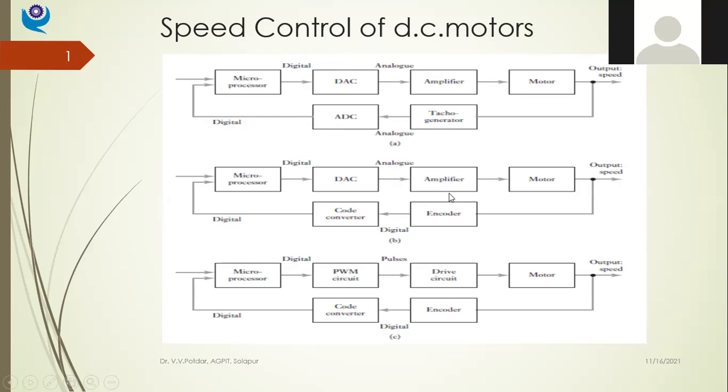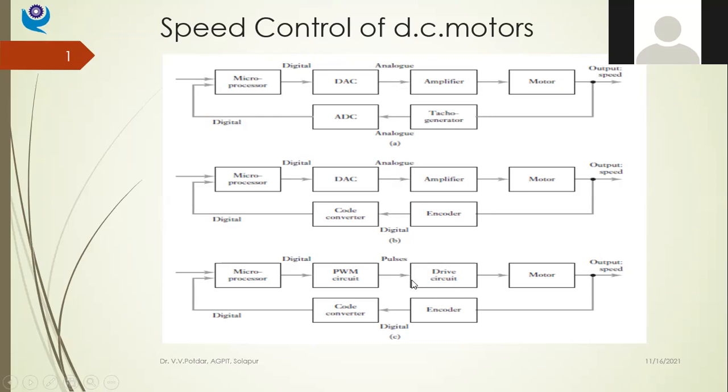Now, similarly, the discussion remains the same for remaining two configurations also. Only difference, as I told you in the beginning, is that the sensed and transduced signal in the first case is analog, in the second case it is digital, and in both the cases the actuating signal for the motor is analog voltage, right?